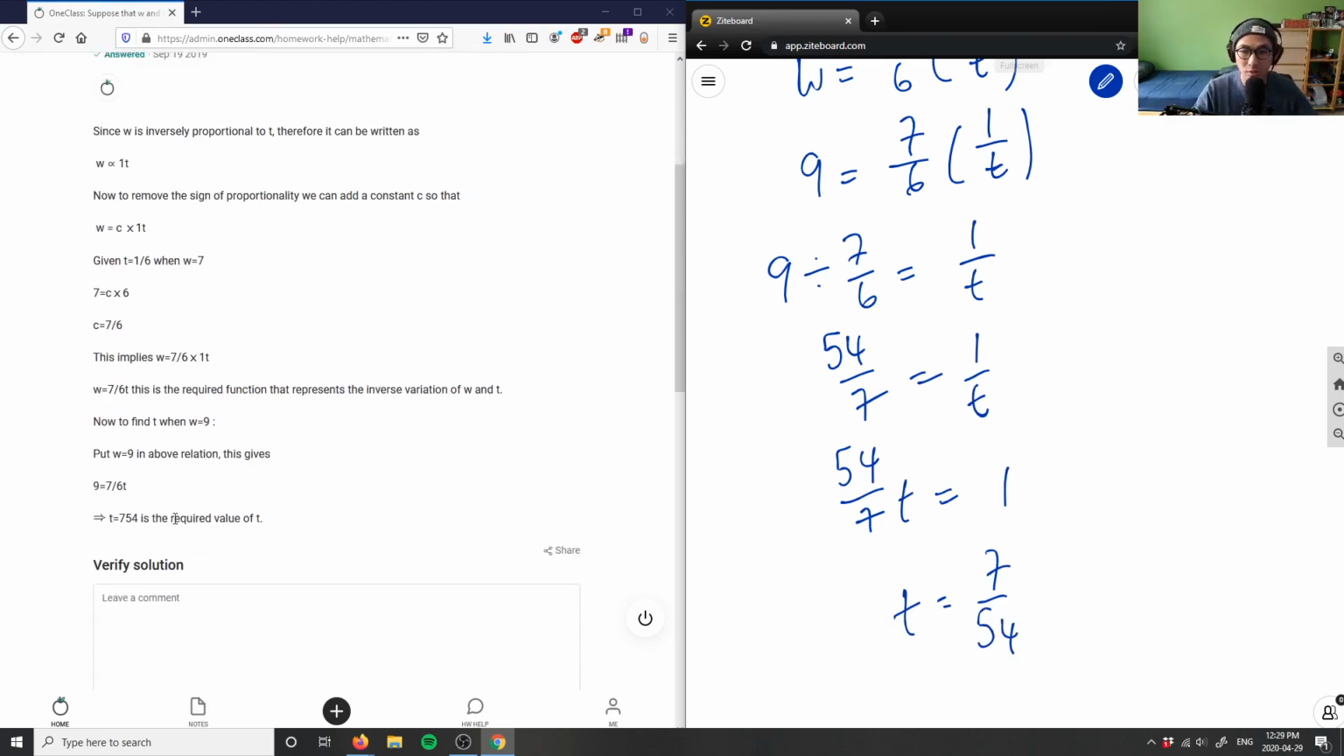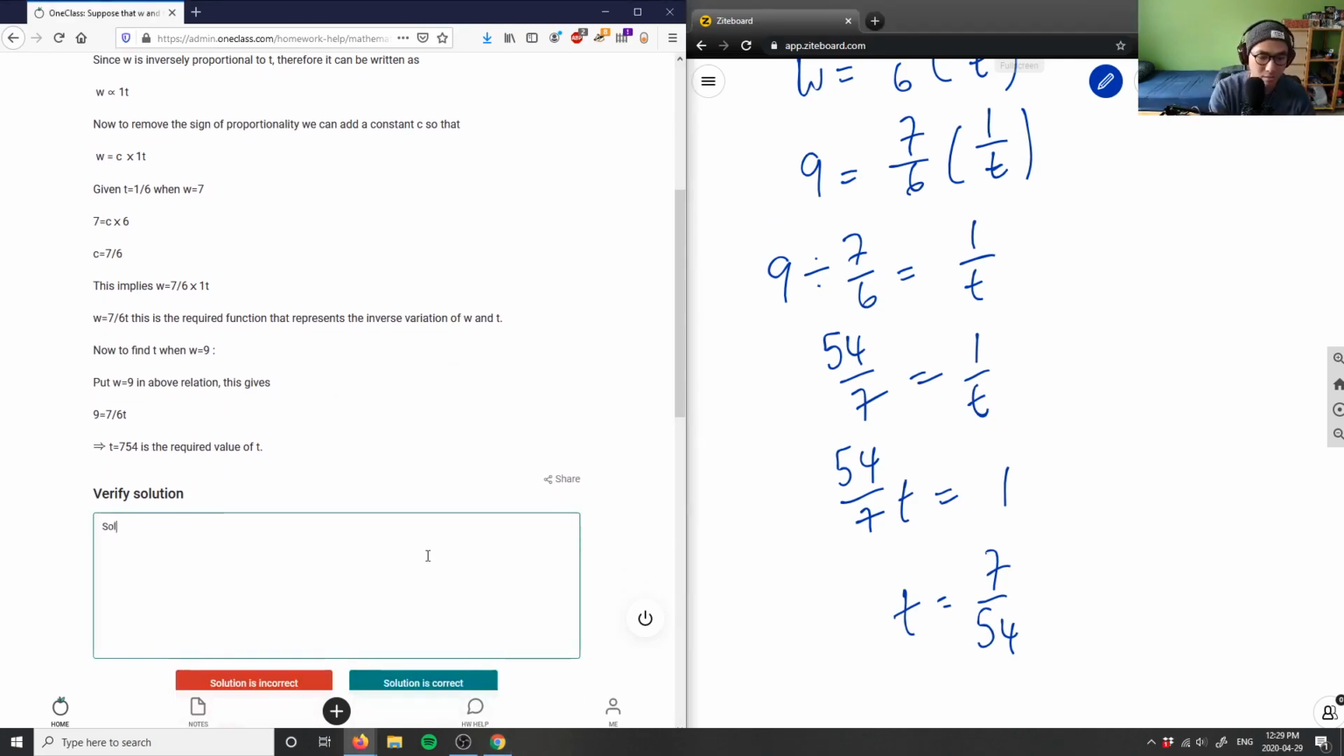So t equals 7. I believe they missed the fraction sign here. t equals 7/54 is my correct answer. So the solution here is correct. t equals 7/54. It's just missing the fraction sign on the answer here. So this solution here is correct.